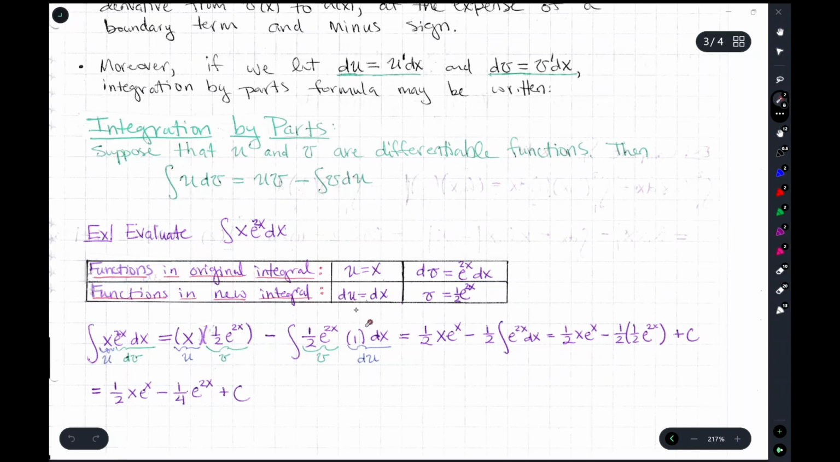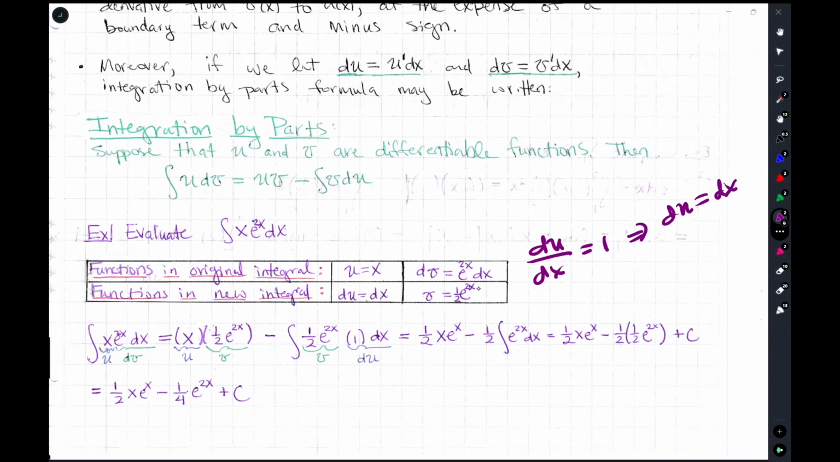Okay, and now my new integral will have v du, right? And so du, if u is equal to x, du is equal to dx. You just take the derivative of u with respect to x, and that's equal to 1. So you'll have du/dx equals 1, and you just multiply both sides by dx, and you get du equals dx. Okay?